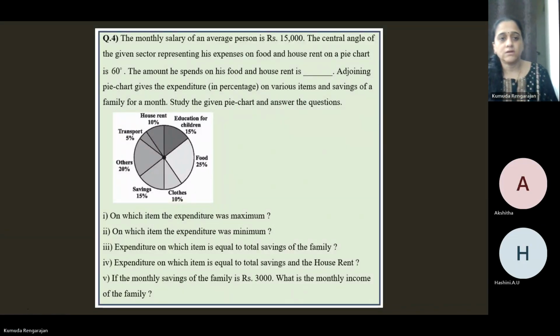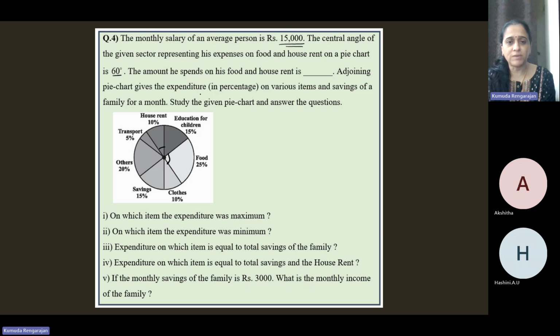The monthly salary of an average person is 15,000. The central angle of the given sector representing his expenses on food and house rent on a pie chart is 60 degrees. The amount he spends on his food and house rent is dash. That we have to find.